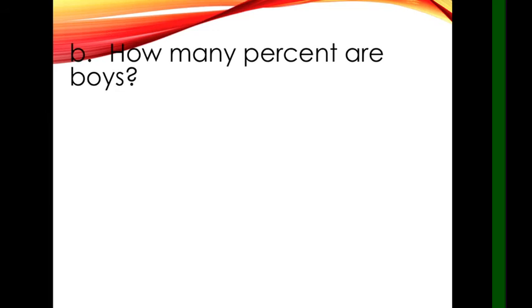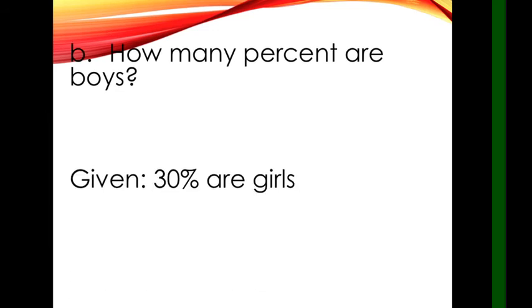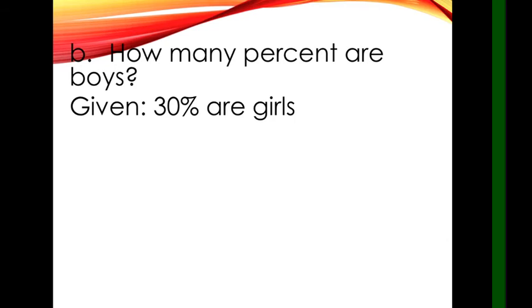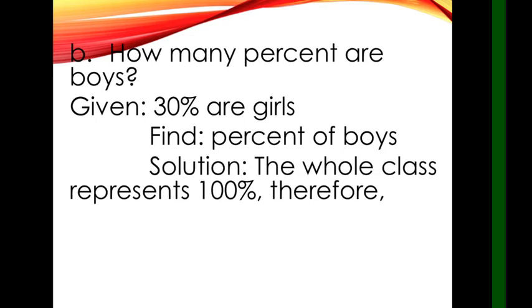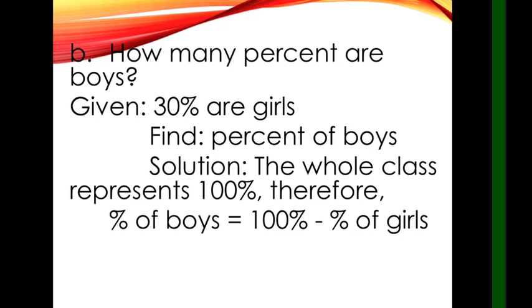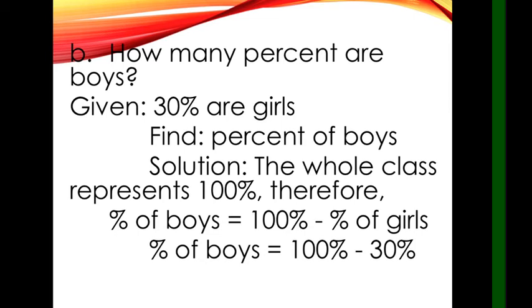Now, letter B. What percent are boys? So how many are the boys now? We have 30% girls. The percentage of the boys is the one that we're looking for. The whole class represents 100%. Therefore, percent of boys is equal to 100% minus percent of girls, and that is 30% for the girls. So 100% minus 30% is 70%. So 70% of the class are boys.